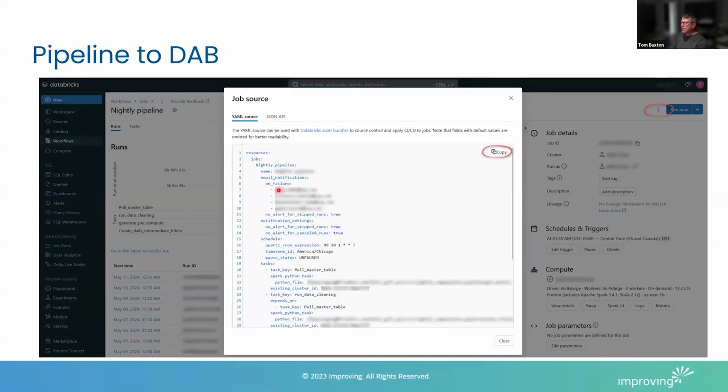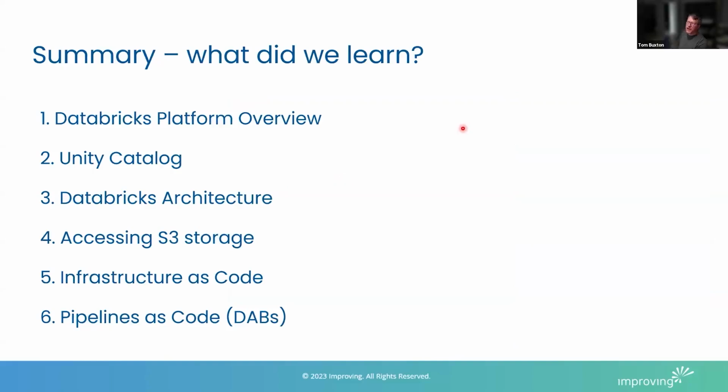So that's pretty much all I want to cover for the presentation. Let's circle back and refresh our memories about what we covered. I gave you the 1,000-mile introduction to Databricks and to Unity Catalog. We talked at some depth about Databricks architecture. We talked about how we access S3 storage from Databricks, and then we talked about infrastructure as code. Kind of left the best to last, pipelines as code as well. So that's the details of what we covered.